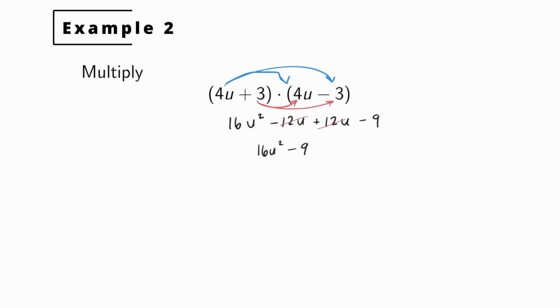And so this is actually what's known as a difference of squares. We could have saved time rather than using the FOIL method if we just realized we have this pattern where these two are conjugates, by simply taking the square of the first term. So we just square 4u, take the square of the second term, which is 9, and then take the difference. And that'll be true anytime you're multiplying conjugates together.